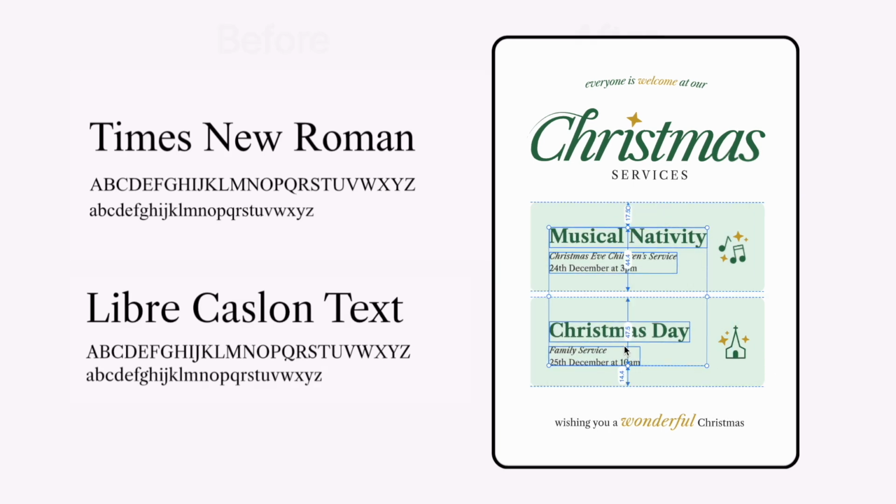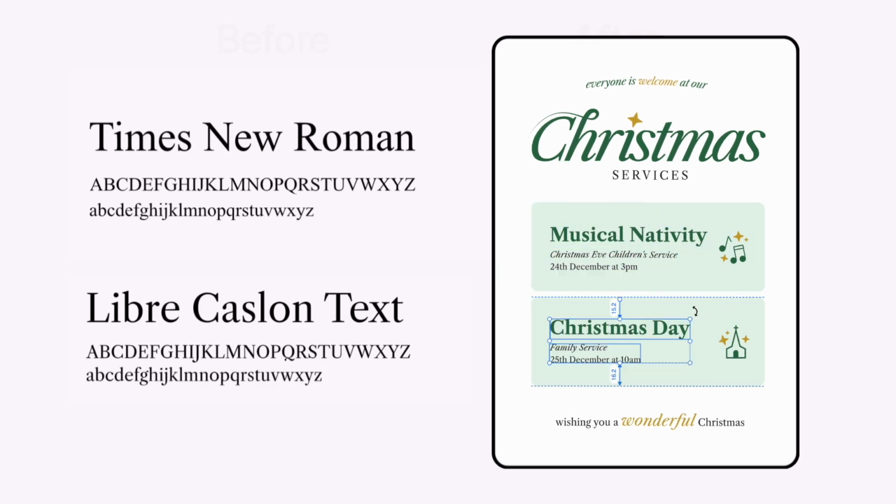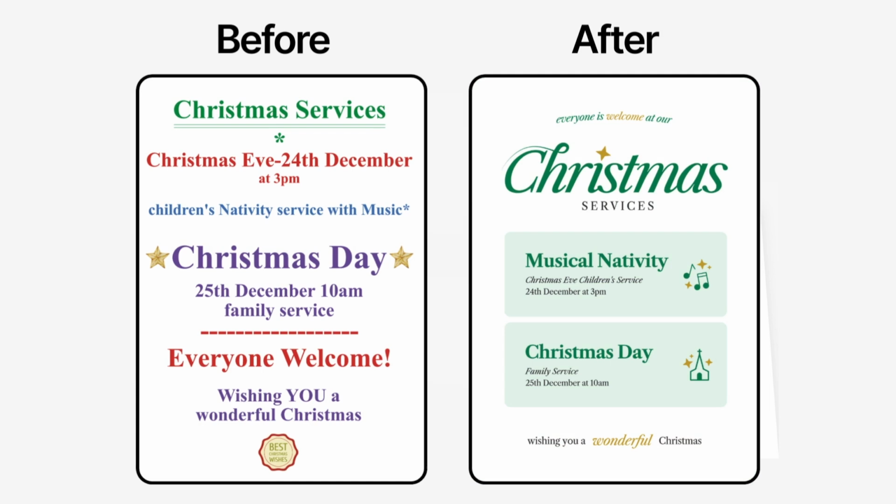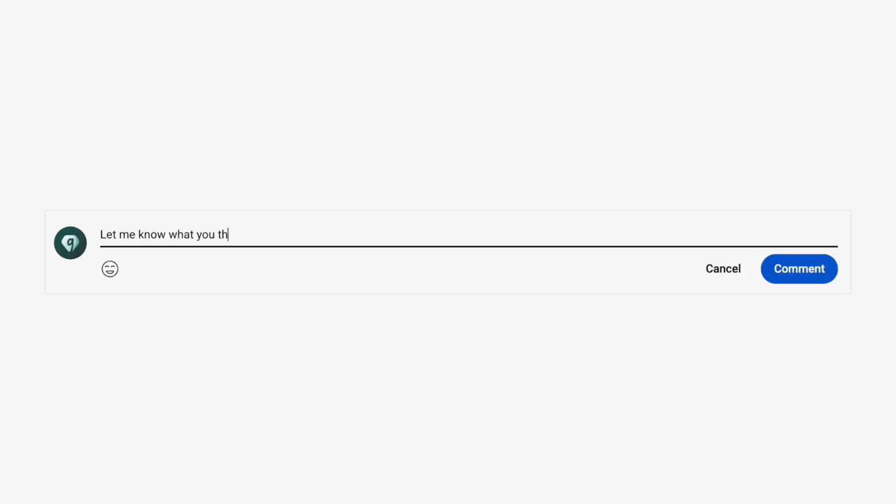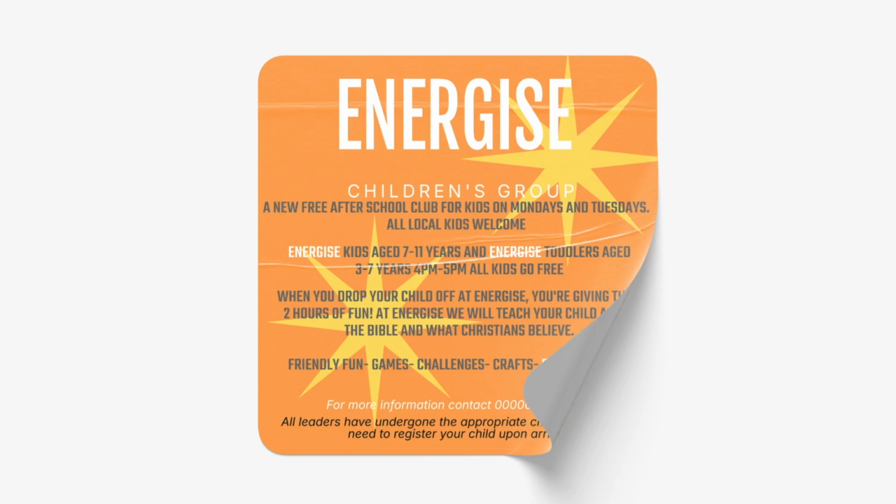Here I've gone with Libre Caslon Text, which is a free font from Google Fonts. If we look at our before and after, we've kept this design really simple. It's still something that could be created in really basic software like Microsoft Word, but to me it appears much clearer and more attractive. But I'd love to hear what you think about it. Is the new design better, or would you have taken things in a slightly different direction? Let me know in the comments. And let's move on to our second design.